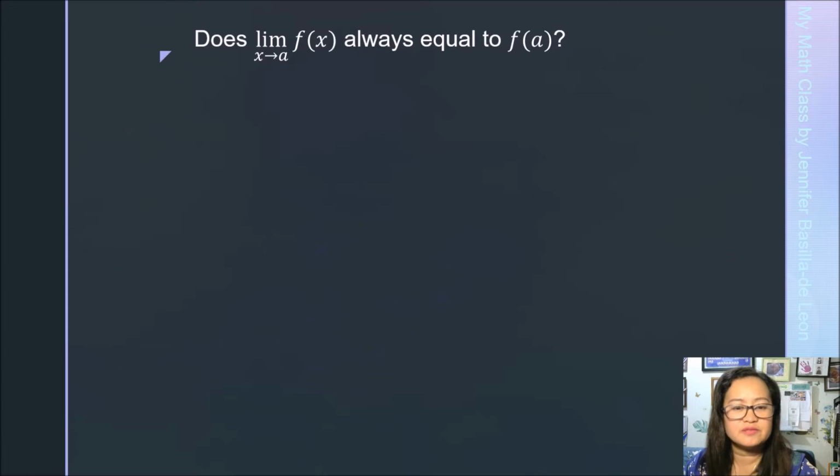Is the limit of f of x as x approaches a always equal to f of a? Now let's consider this given.